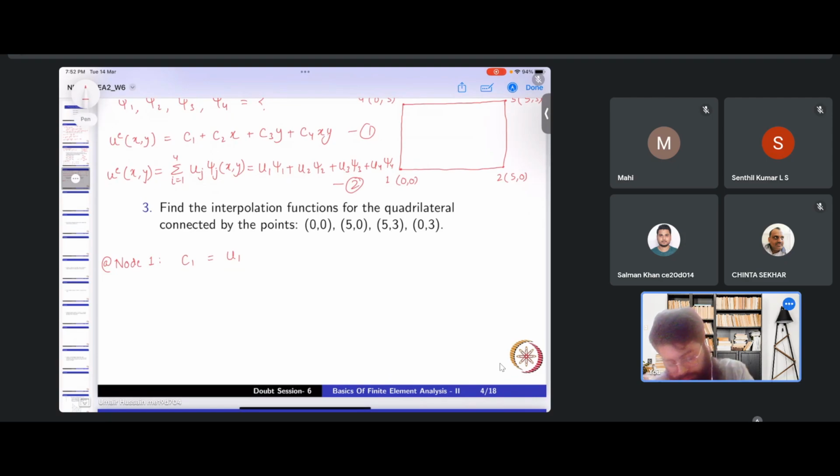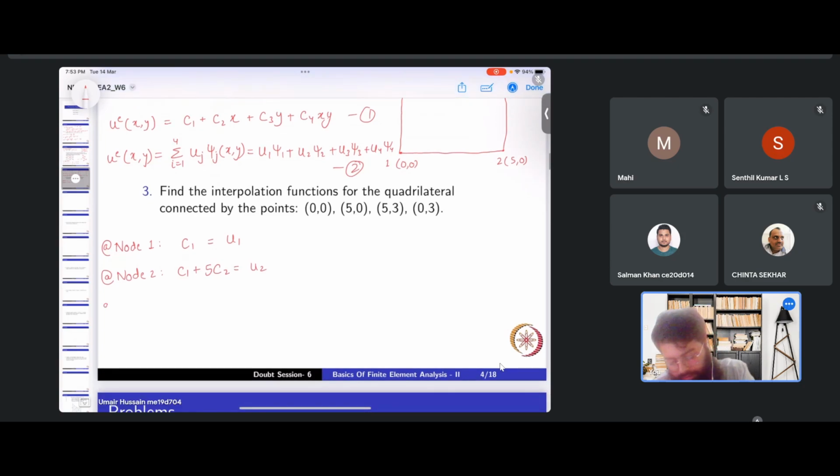Again at node 2, using equation 1, what do we get? c1 plus 5c2, since y is 0, right? And using equation 2, we get u2, because at node 2 psi 1, psi 3, psi 4 become 0 and psi 2 becomes 1. We'll get u2.